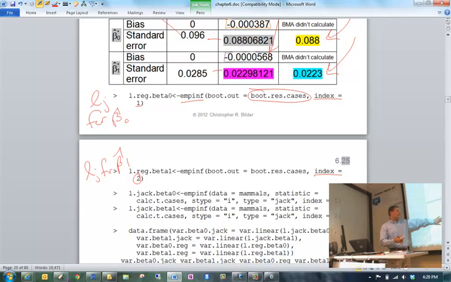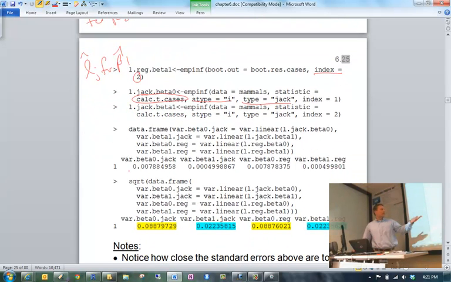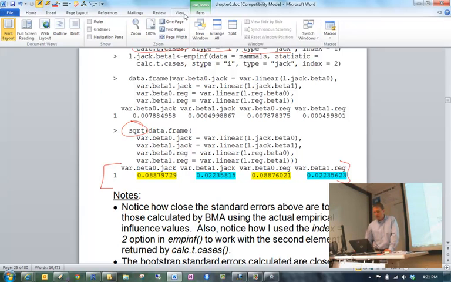With respect to the jackknife, then, maybe I should put a hat on top of these L's. With respect to the jackknife, I do exactly the same kind of thing. Notice I say type equal jack, and I use the actual calc.t function. So that then using var.linear, you can find your variances, and here are the corresponding square roots of those variances. Let me do a split screen again here.